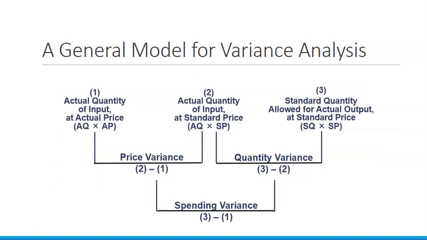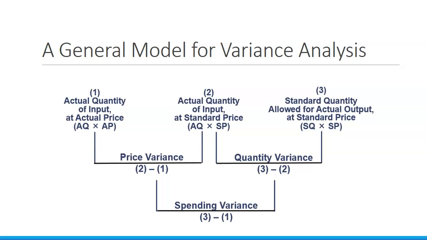The model for doing that variance analysis for the 3 variable inputs, direct materials, direct labor, and our variable overhead, is here. So we have our actual quantity of input at actual price. That's our actual results. And then we have the actual quantity of input at a standard price. And then the third one is the standard quantity allowed for actual output at standard price.